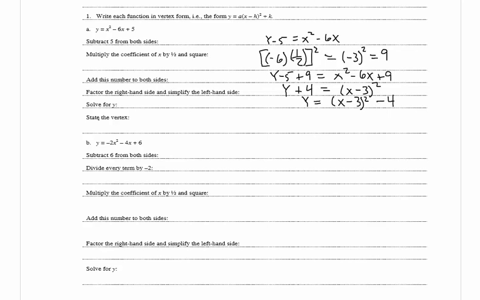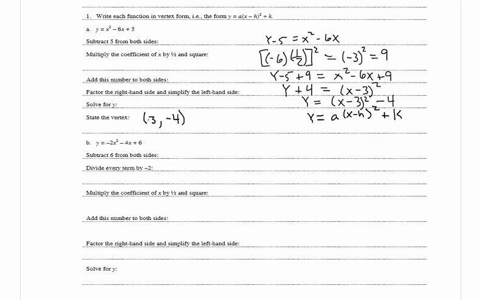And now I'm going to restate the vertex form, which is y is equal to a times x minus h squared plus k. And now they ask us to state the vertex. And remember, the vertex is the point (h, k), and h is represented by 3 and k by negative 4. So our vertex is (3, negative 4).